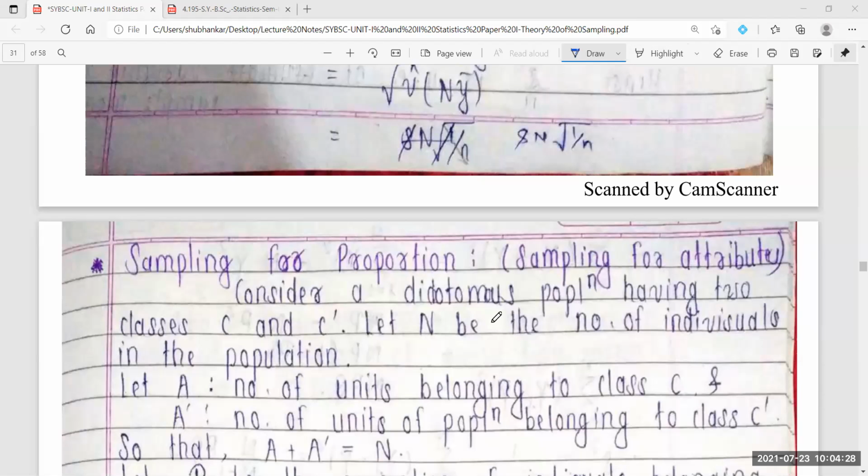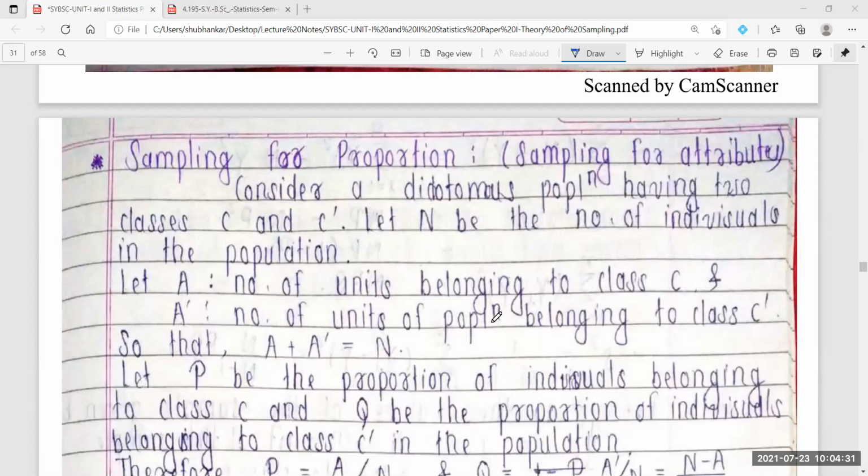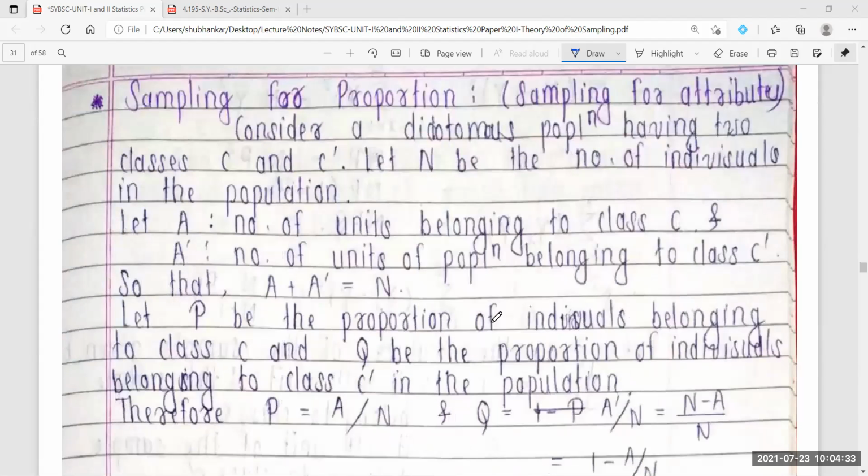Okay. Consider a dichotomous population having two classes C and C complement. Now, what is a dichotomous population? See this. So in our class male students are there and also female students are there. Okay. So if we combine together you can get total number of students.